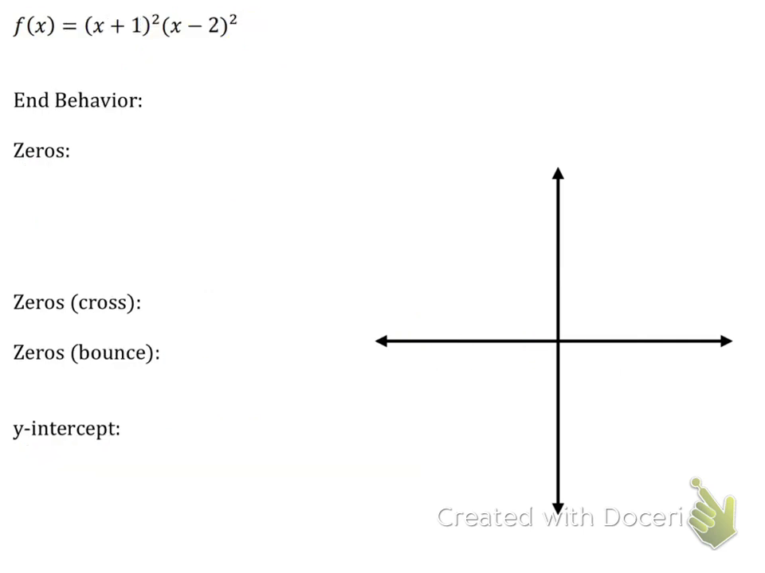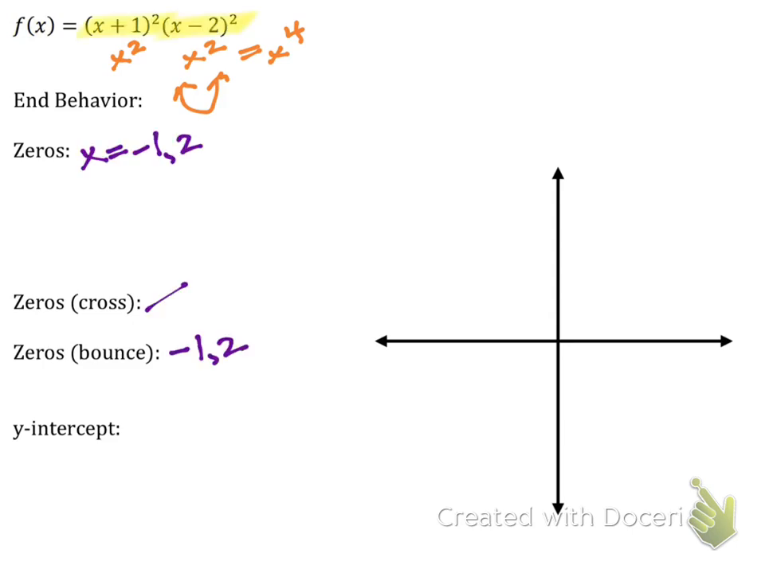Okay, I think this is the last one. So here we are at x to the 4th, so up, up. My zeros are -1 and 2. And they're both bounces, right? Because both of those have an even multiplicity. Now we'll find our y-intercept, which is 4.